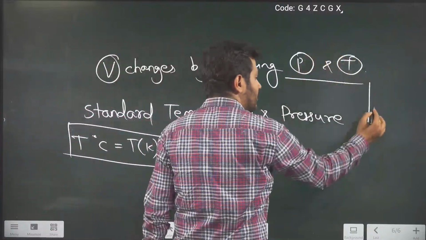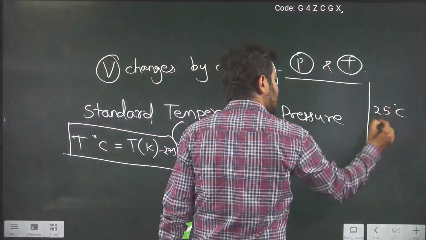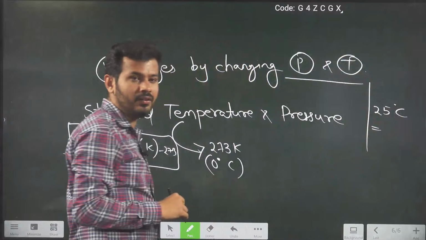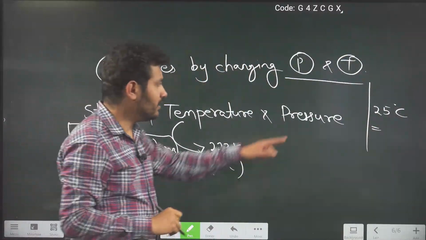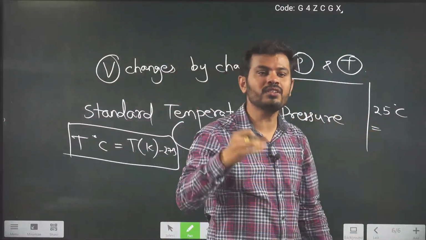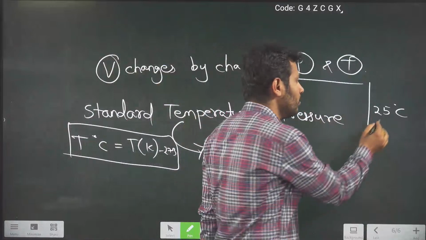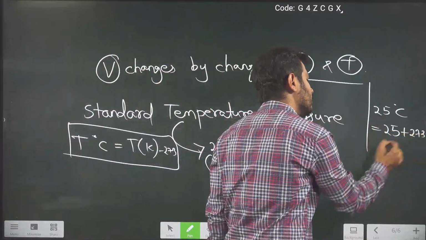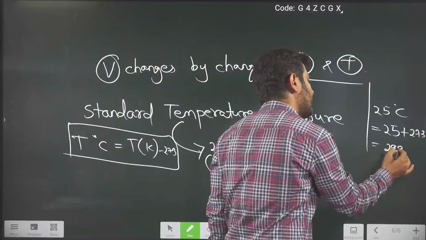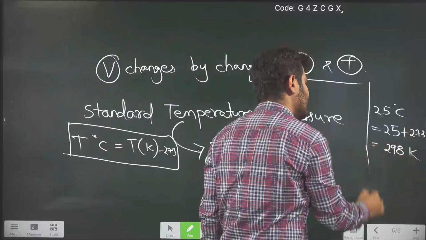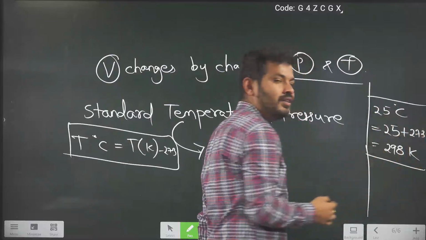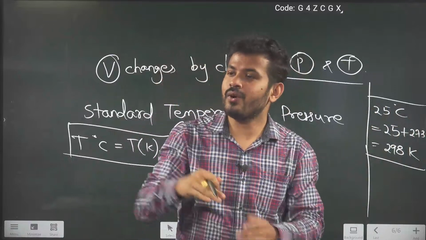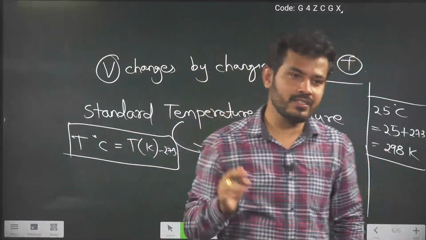What about 25 degrees Celsius? 25 degrees Celsius, how much of Kelvin? Can you tell me? In the Celsius scale, you just add 273, you will get the answer. So 25 degrees Celsius plus 273, which is 298 Kelvin, right? Celsius and Kelvin, how to interconvert? Just in the Celsius scale, you add 273, you will get the answer in Kelvin.